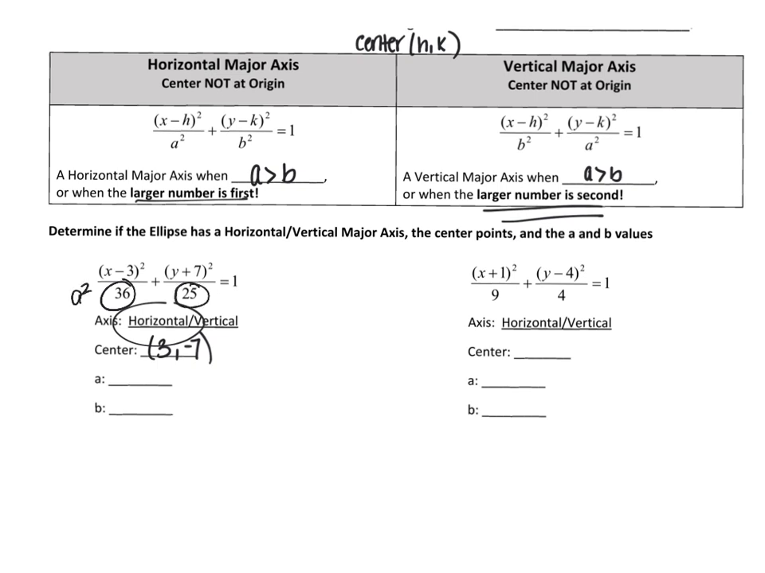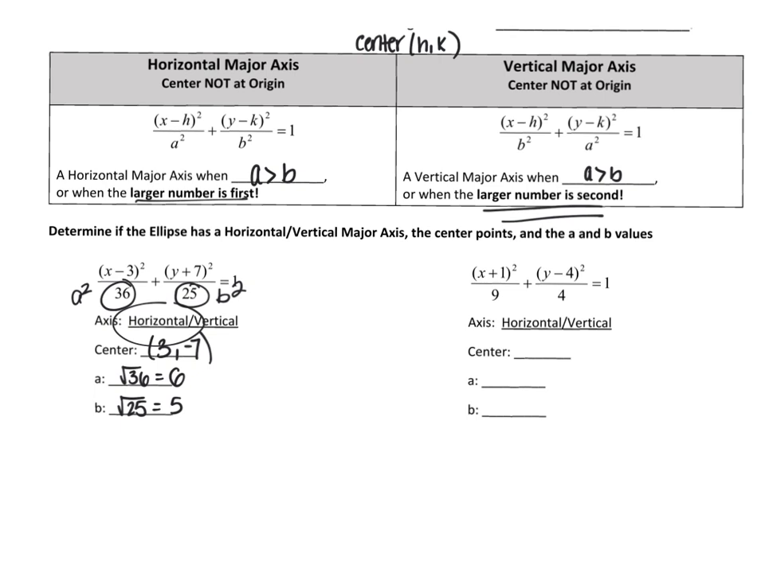And the 25 is my smaller number, so that's my B squared value. So if A squared is 36, we take the square root of 36, and that'll give us 6 for A. And since 25 is B squared, we take the square root of that, and that gives us 5 for B.